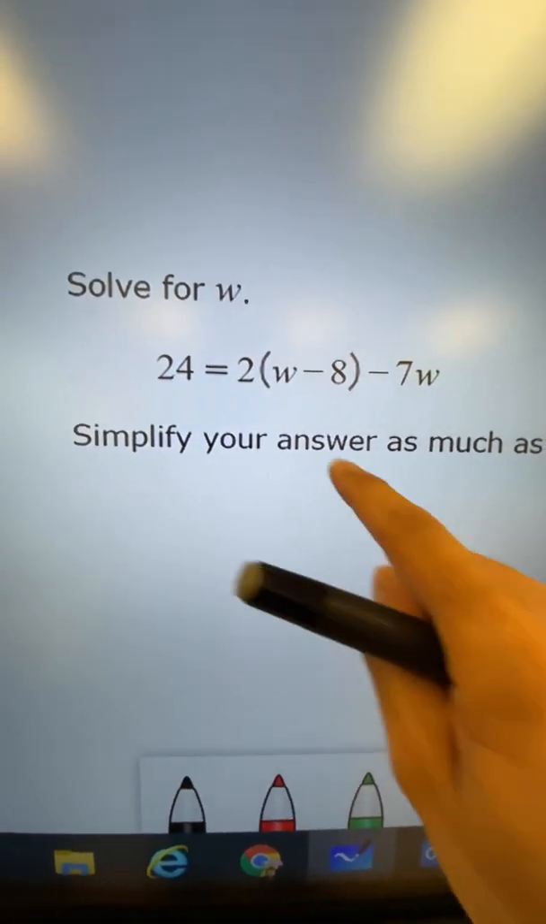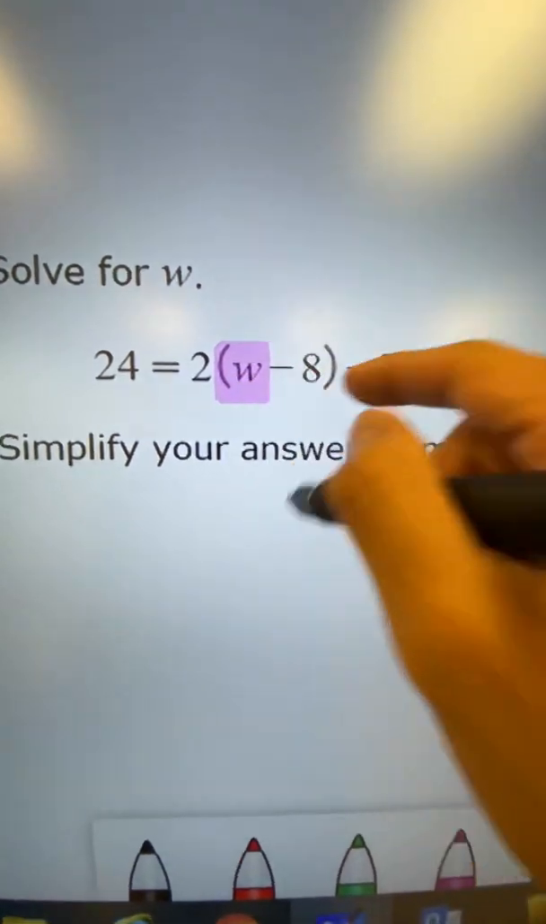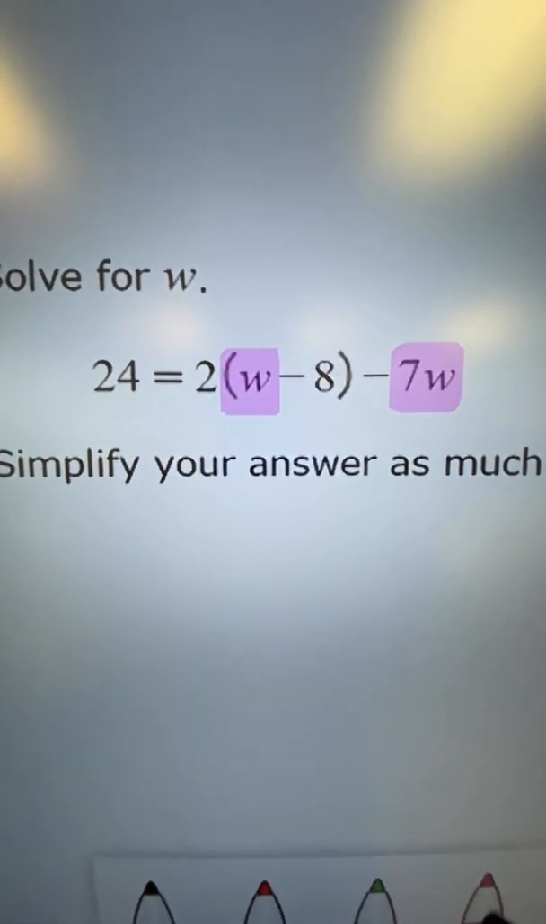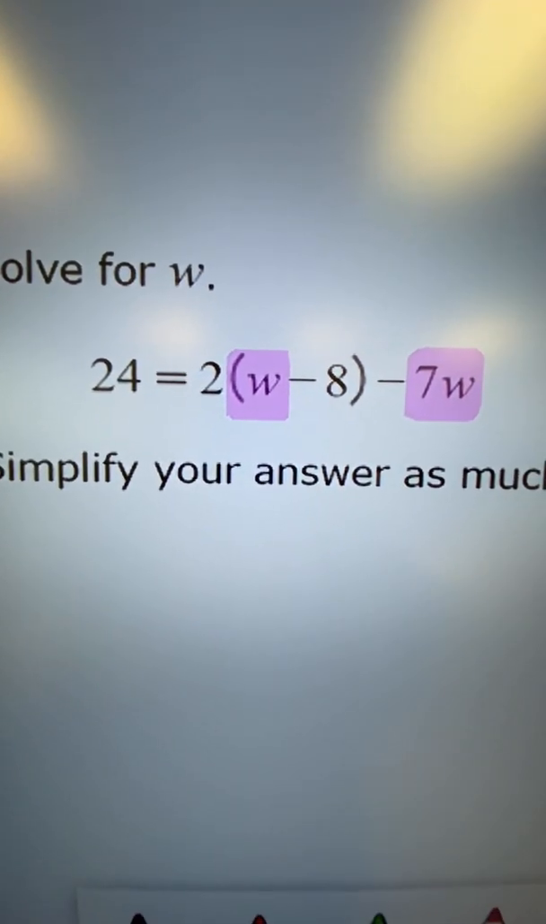If you ever come across an equation that looks just like this, where you notice we have the variable right inside the parentheses here, we also have the variable w over here. I'm going to show you pretty much the process you can use to solve this type of equation.